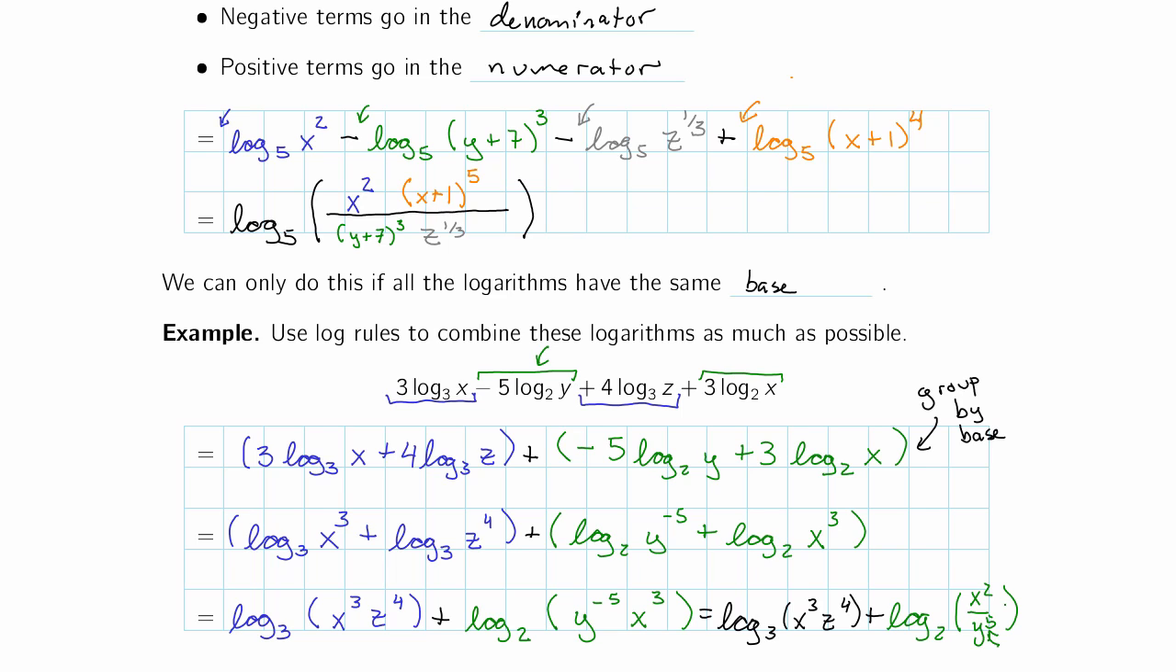That's a problem, right? If we have logs with different bases that show up, what on earth can we do about it? Answering that question is the last thing we're going to do in this section. And in order to answer that question, we're going to see one more way that we can use our basic log rules.